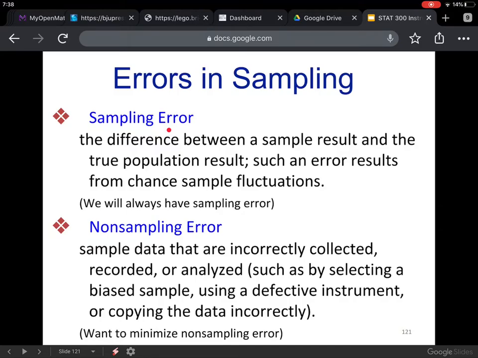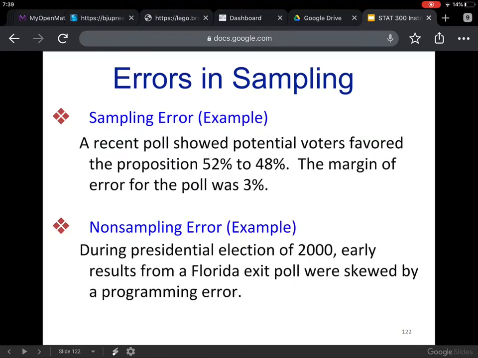What we do have control over is non-sampling error. Non-sampling error is sample data that are incorrectly collected, recorded, or analyzed, such as by selecting a biased sample, using a defective instrument, or copying the data incorrectly. We want to minimize that. These are human errors, and we want to avoid and control those. So make sure you're selecting without bias, make sure you don't have defective instruments in your survey process, and make sure you copy and paste everything correctly.